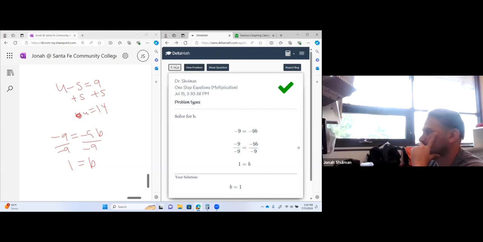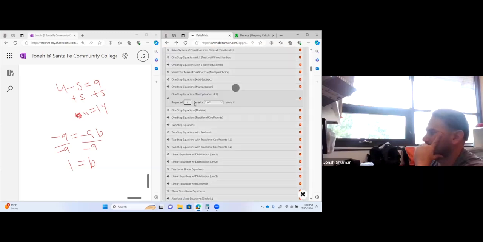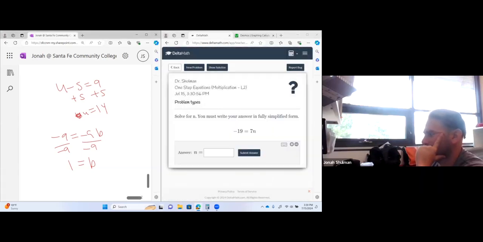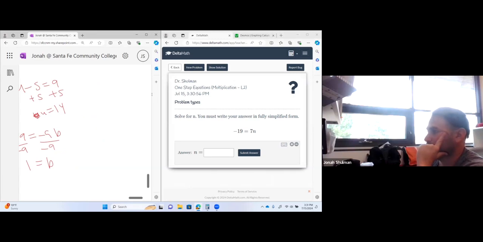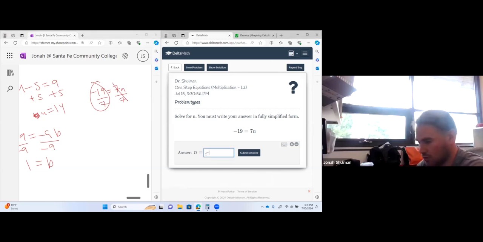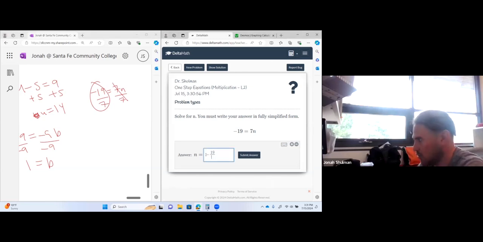All right, let's do this again, but harder. So we have to simplify it. So negative 19 equals 7n. We divide by 7. Well, that's it. It is simplified. 19 and 7 are both what's called prime numbers, so we're good. 19 over 7.